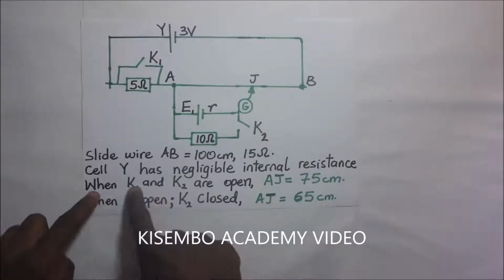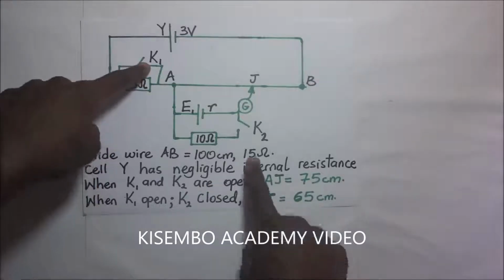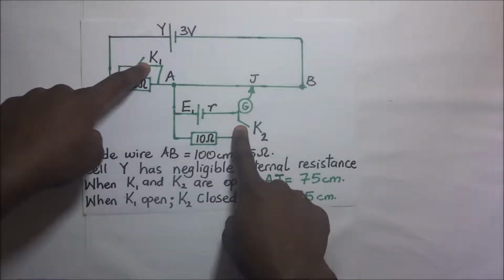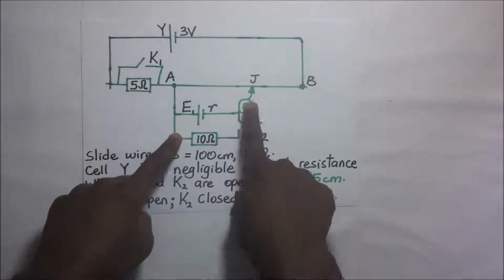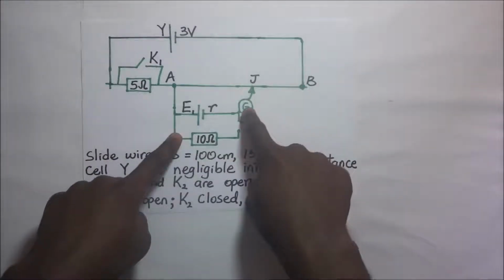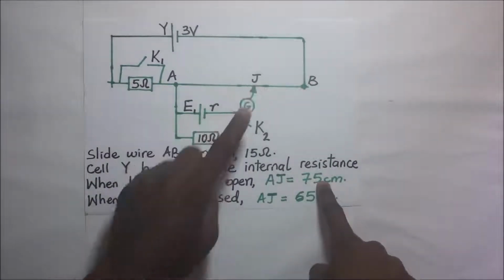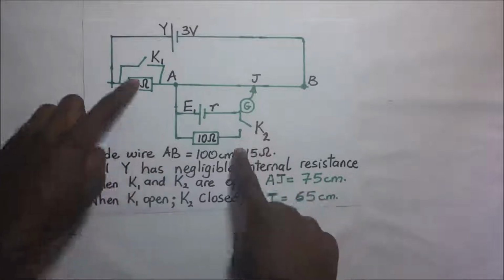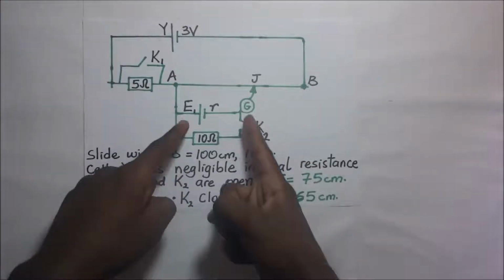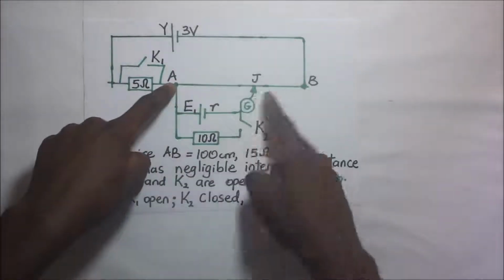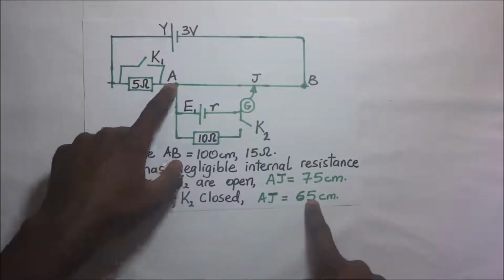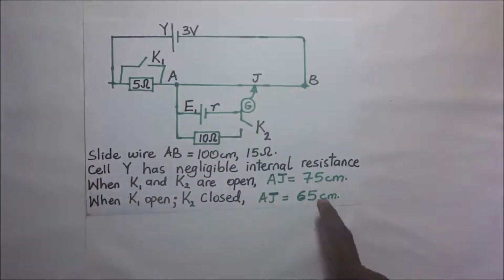Now we are being told that when K1 and K2 are open, when we slide this jockey along this slide wire, the galvanometer will show no deflection when AJ is 75 centimeters. Likewise, when K1 is open but K2 is closed, the galvanometer will show no deflection when the balance length is 65 centimeters. With this information, we are required to answer the following questions.